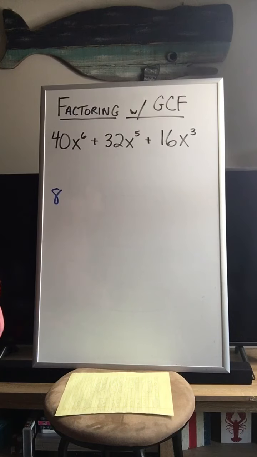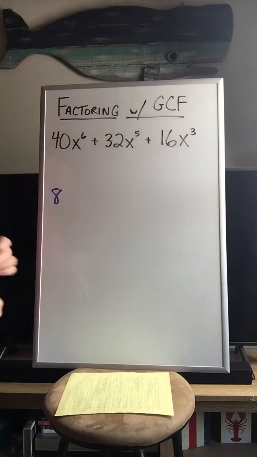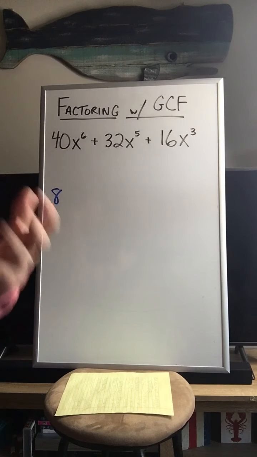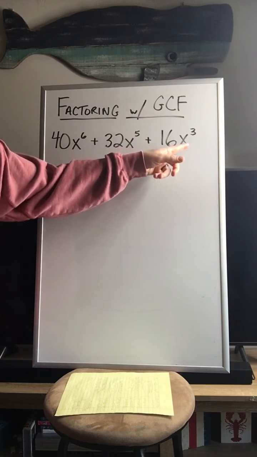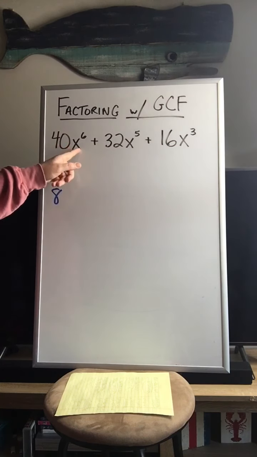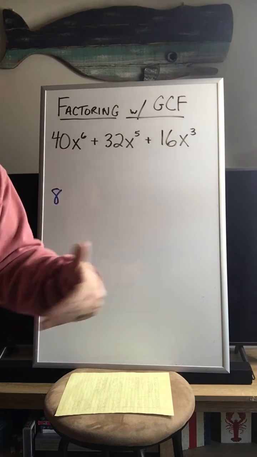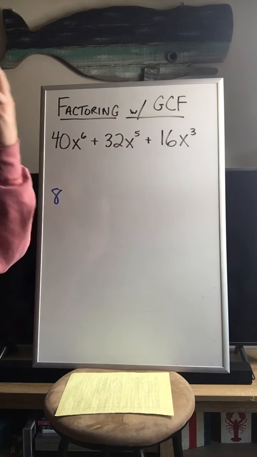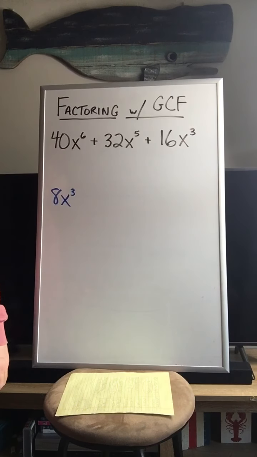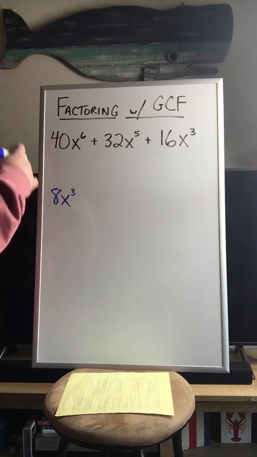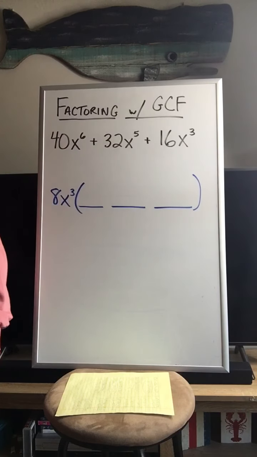Now I look at the variables, x to the 6th, x to the 5th, x to the 3rd. What is the largest amount of x's that they have in common? And it would be x to the 3rd, right? Because this one has 6 and this one has 5, but this one only has 3. So the amount of x's that they all have in common is x to the 3rd. So I'm going to take that out.